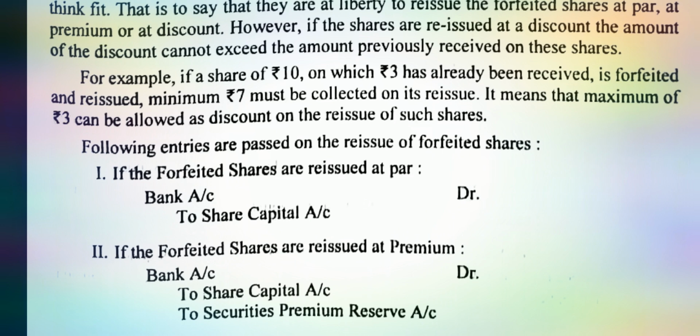Next, if the forfeited shares are reissued at premium, in that case the entry would be bank account debit to share capital account, to security premium reserve account. So security premium reserve is being credited here, and the amount which is devoted for the security premium would be shown in security premium reserve. The rest of the balance amount would be shown in share capital account, and the total of these two would be presented in bank account at the debit side.